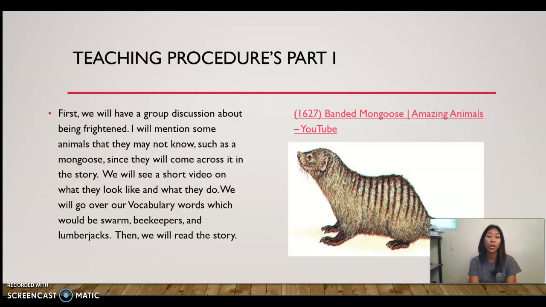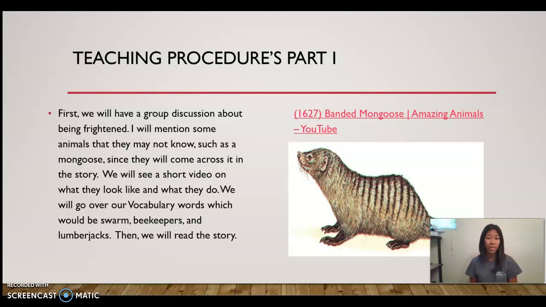For teaching procedures part 1, first we will have a group discussion about what scares us and what scared us before, and then we will talk about the different animals or people in our story and ask if those scare us too. We're going to see a short video on mongooses because they're in the story, and I'd never heard of one before this book. I think these kindergartners may not have either, so I got a very short clip so they can be informed and it can become prior knowledge.